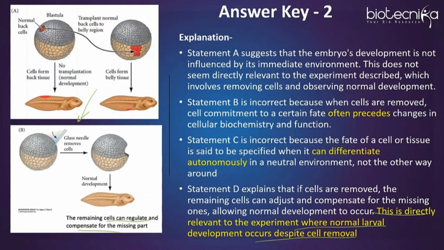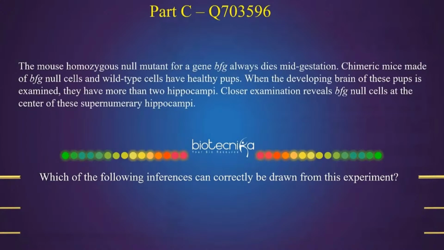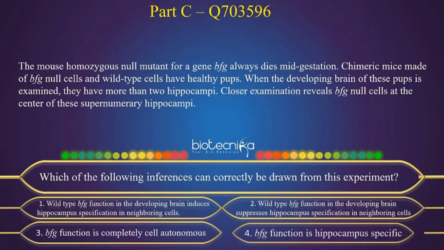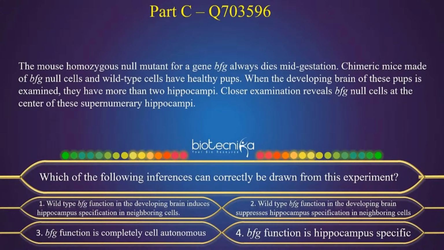So a few questions in the morning batch were very easy actually. They were direct questions, but some were a little bit twisted. For example, here is one more such example which is a little bit twisted. A homozygous mouse, homozygous null mutant for a particular gene. The gene name they have given is BFG. The mouse being homozygous null mutant means BFG is not there.